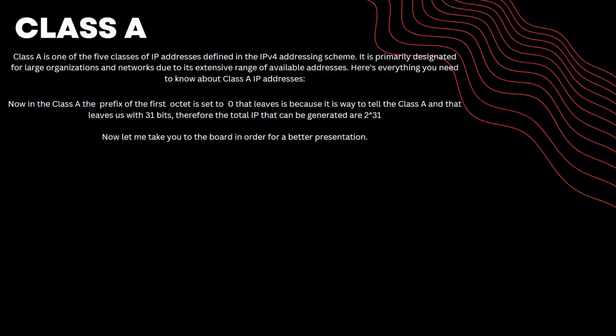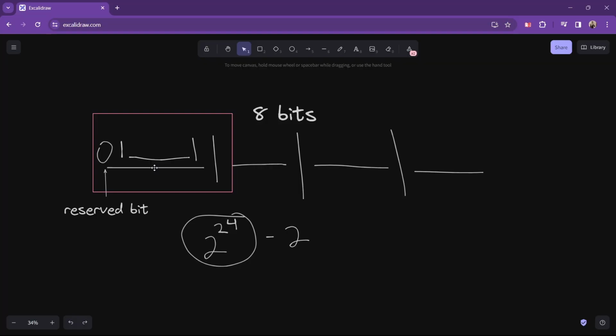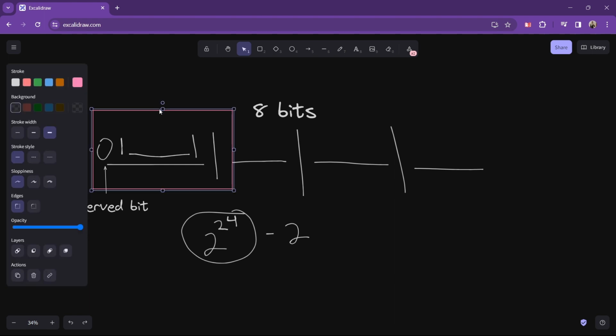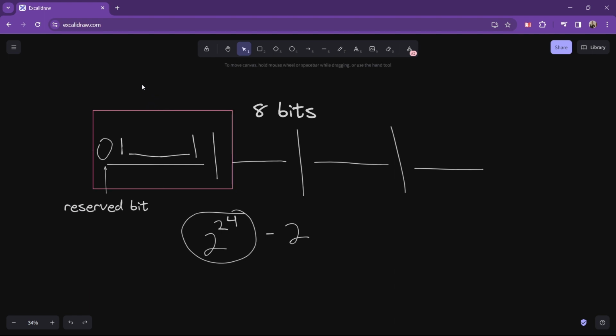Now we'll talk about class A. Class A is one of the 5 classes of IP addresses and is designed for large organizations, as it is suitable for them with its extensive range of available addresses. I'll talk about it more with the help of my board. Yeah, so this is the board. As it is IPv4, there are 4 octets, each of 8 bits. The first octet is designated only for the network ID, and the rest are for the host ID.